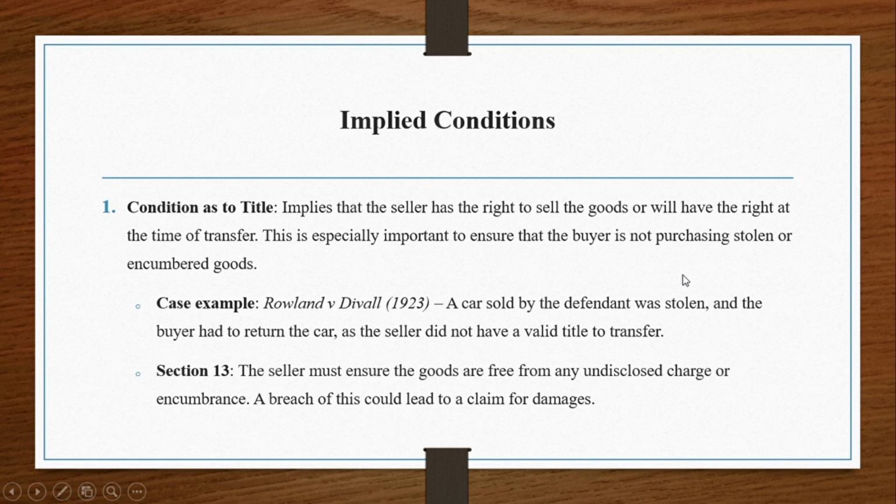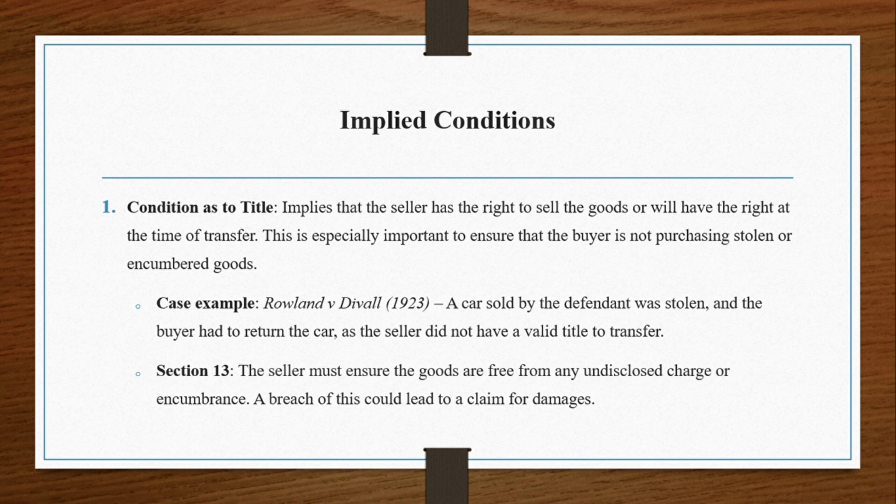In this video we are going to be looking at the implied conditions and then the implied warranties. We said that implied terms are not stated in the contract, but they are presumed to be part of the contract by law, by custom, or by court interpretation. Condition as to title is the first one.